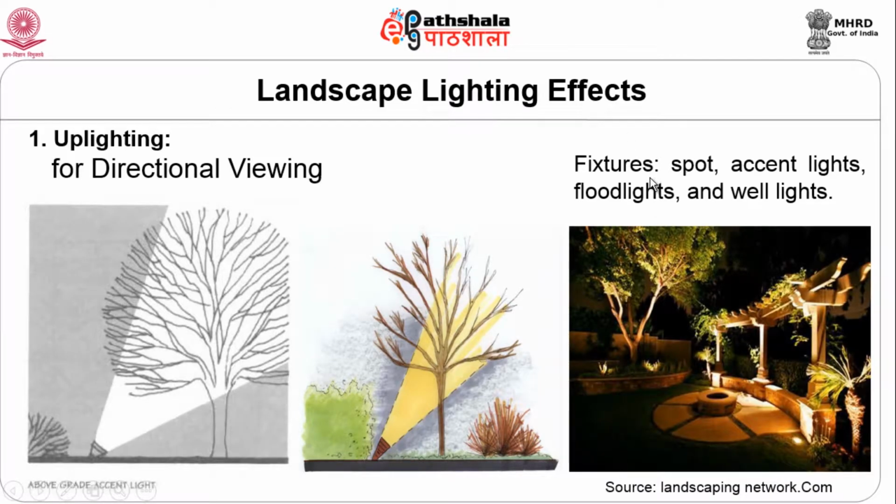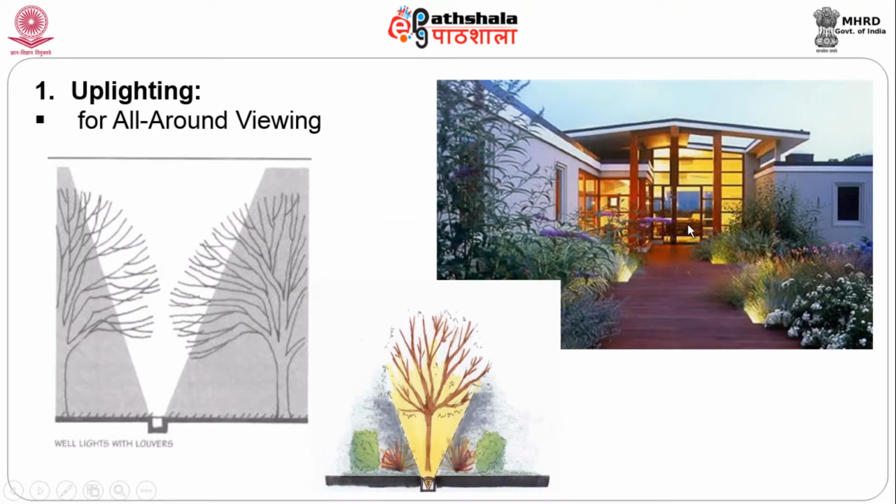The types of fixtures that we use for uplighting in directional viewing are spotlights, accent lights, floodlights and well lights. Under uplighting, there is one more type of lighting which is called all round viewing, which is lit everywhere, all round. It is not particular to one direction, it is all around. So, this is the graphic of the all round viewing. The light source is sunken and it lights all sides. Sometimes if we use louvers, then we can manage the angle of the viewing direction. So, this is the image of the all round viewing.